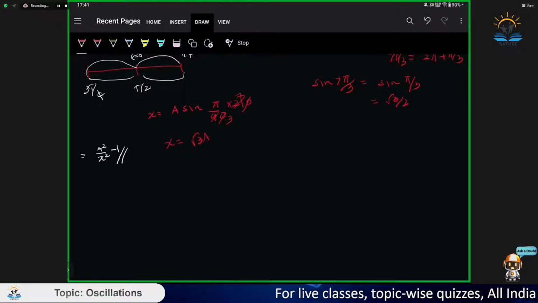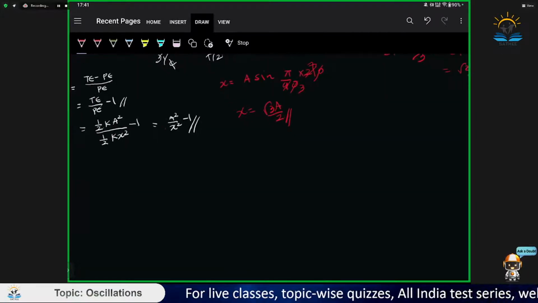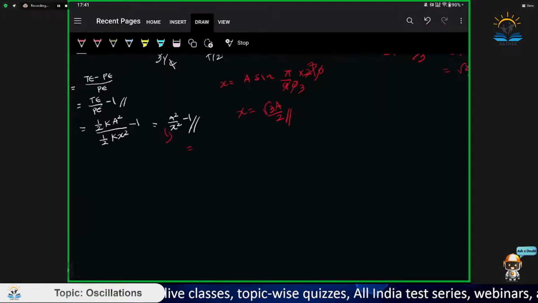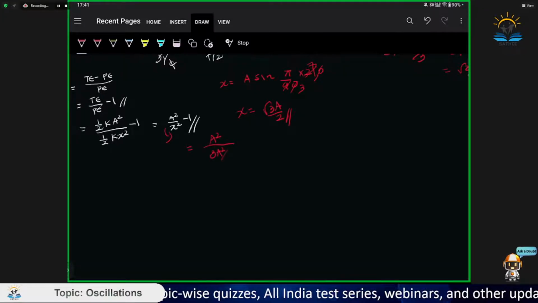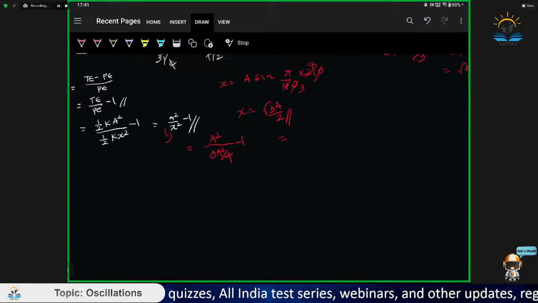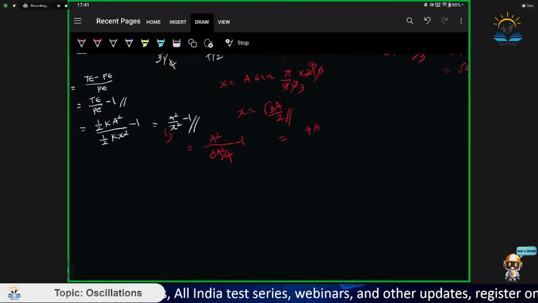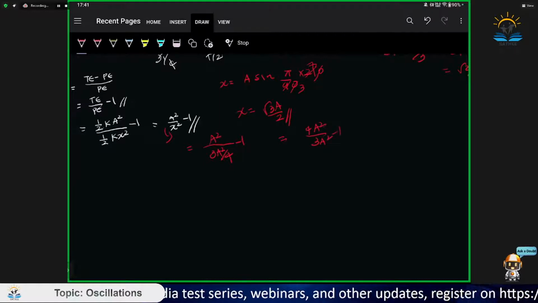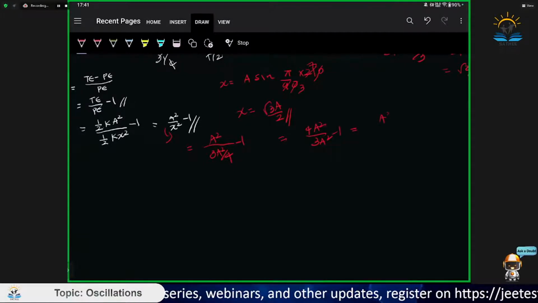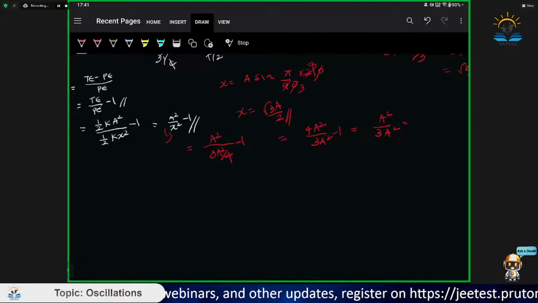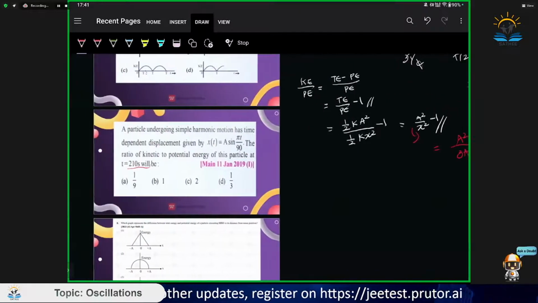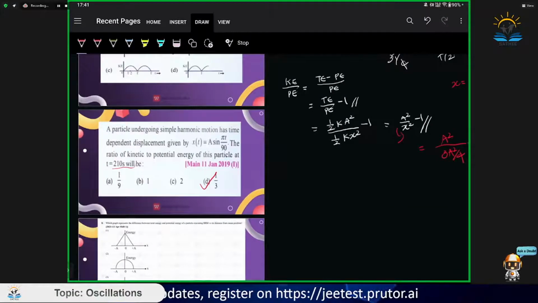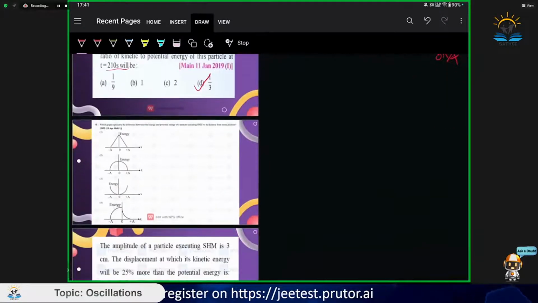That is root 3 a by 2 will be the displacement. So in this equation, just apply a square by root 3a by 2 whole square, which means 3a square by 4, minus 1. This will be how much? 4a square by 3a square minus 1. That is a square by 3a square. That is 1 by 3, or 1 is to 3. The ratio is 1 by 3. Okay, let's solve the next question.